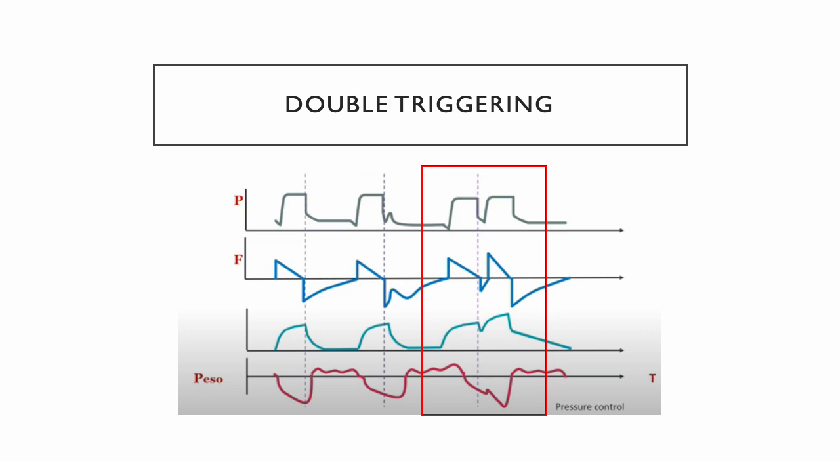This is an example of double triggering, where the machine's inspiratory time is less than the patient's inspiratory time. In a patient with high ventilatory demand, they want to breathe in longer. So what happens is that as the patient continues to breathe in and breathes in very hard, this causes a negative pressure deflection while the machine is actually trying to cycle off into expiration, and the machine senses this negative pressure and gives another breath.